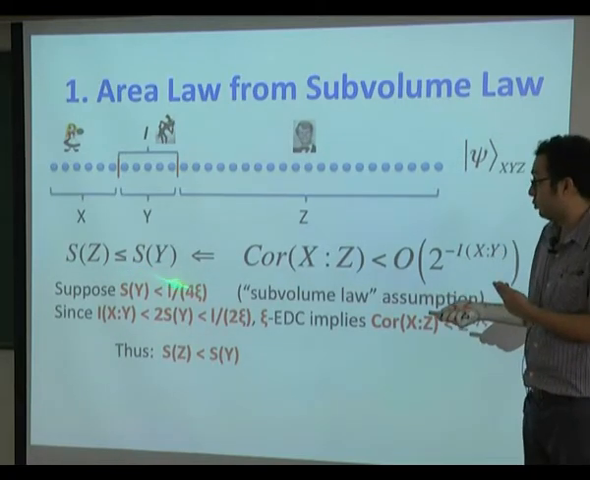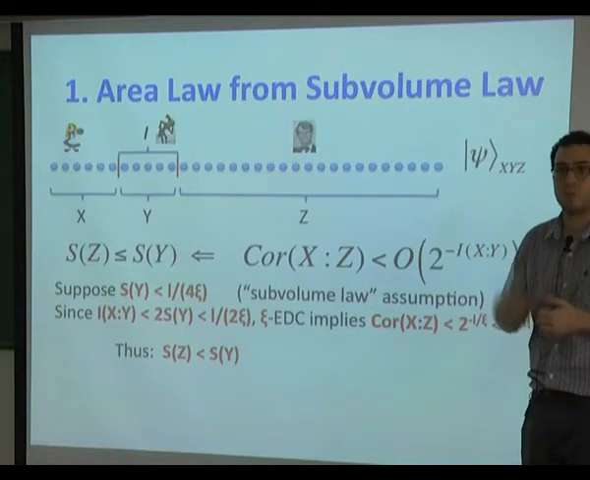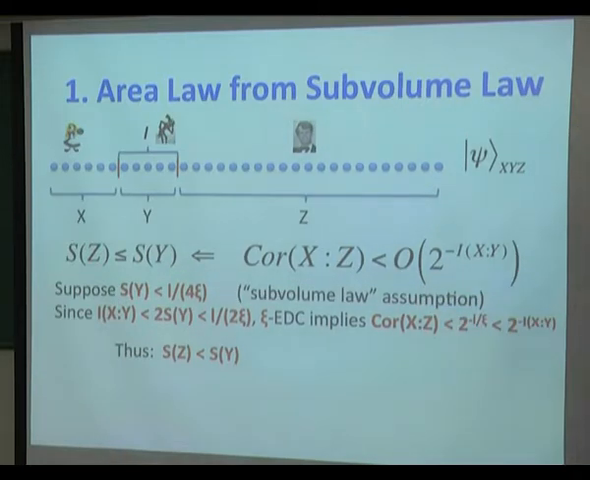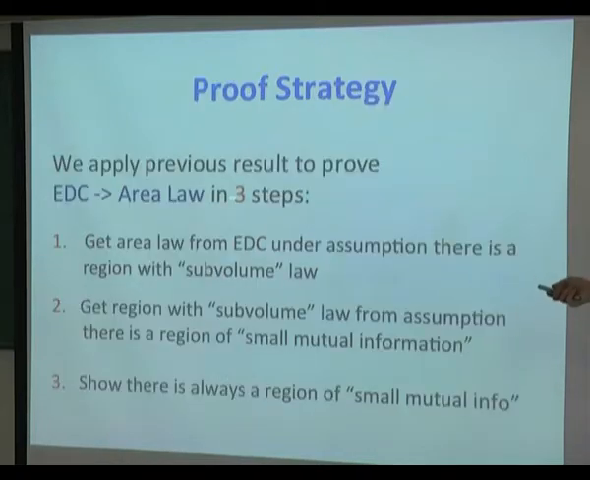Now, of course, what we have to do is to get rid of this extra assumption, but this we're going to do just now. So this is the structure. First, we prove under this assumption of subvolume law. Then we remove it. Now I will show you this subvolume law assumption, and replace it by another assumption, namely that there is a region of small mutual information. And finally, we show that this assumption of small mutual information is always true. So putting everything together, we have area law always.